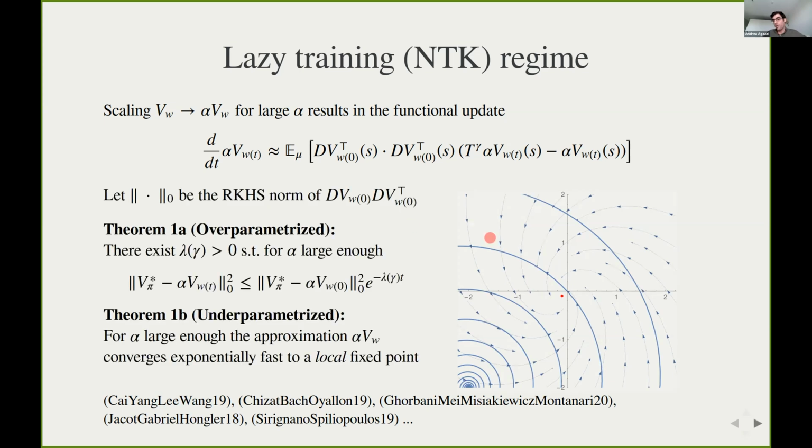And this removes one of the two problems that were leading to divergence, which was the nonlinearity of the model. So what we can show in this regime is that in the overparameterized setting, we have exponential convergence to a global optimizer, so to the actual value function, while in the underparameterized setting, we cannot guarantee that the actual value function is in the limiting reproducing kernel Hilbert space. So all we can guarantee is exponential convergence, but to a local fixed point or local minimizer of the dynamics.